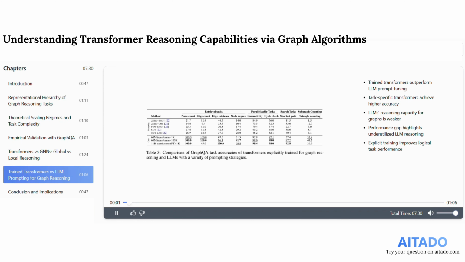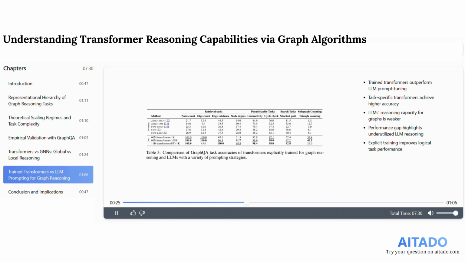Shifting focus to the comparison between trained transformers and large language model, LLM, prompt tuning for graph reasoning tasks, the advantages of task-specific transformers become clear. These models consistently outperform LLMs when tuned for specific tasks. The table illustrates the accuracy across various graph reasoning tasks, such as node count, connectivity, and shortest path.